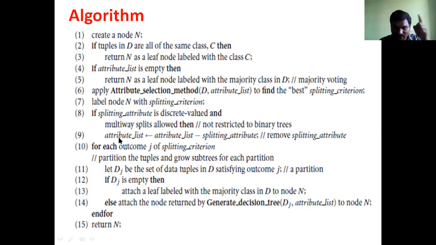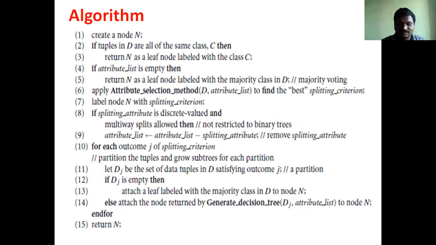I previously explained the discrete value. For example, color belongs to red, green, yellow. Then the attribute list equals the attribute list minus the splitting attribute. Remove the splitting attribute here. For each outcome j of the splitting criteria, in this way you finally identify the decision tree.